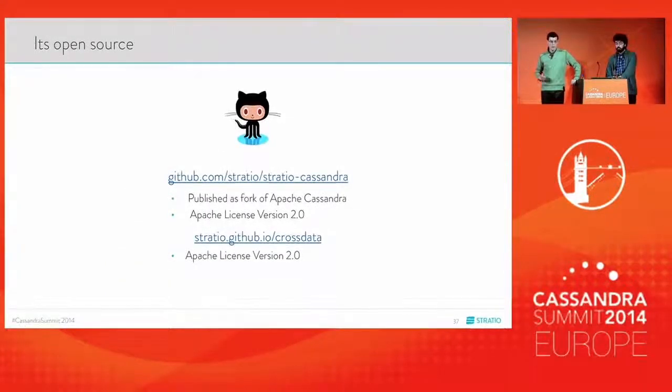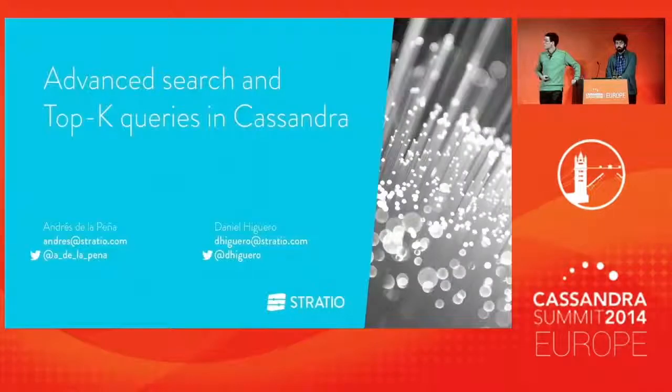Both of our solutions and everything we develop is open source. We have a fork from Cassandra that contains these modifications to the Cassandra logic, and you can find them in GitHub, Stratio Cassandra. Everything is published under an Apache license, so you can feel free to go take the code, modify it as you wish, and contribute.